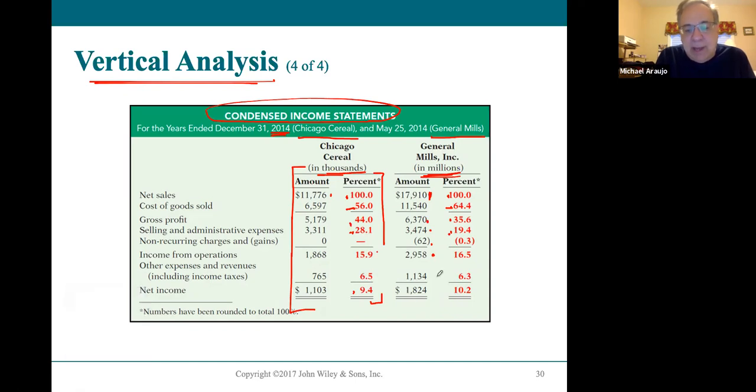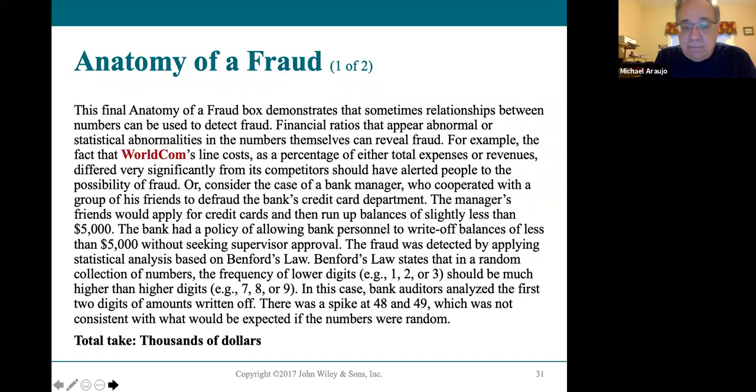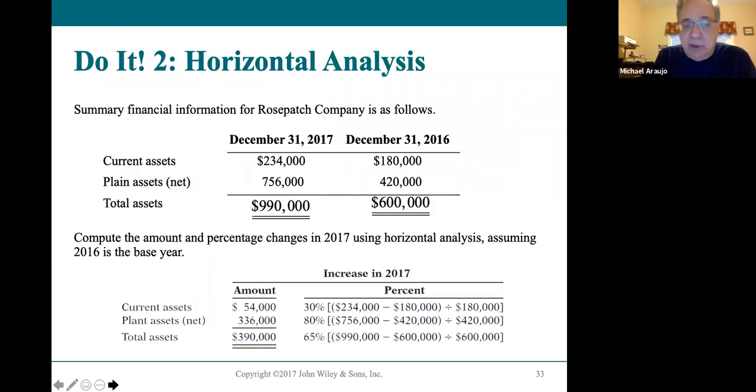So let's keep going here. They have other revenue and expenses that were 6.3%, but of course the big number is their net income, 1,824 compared to revenue of 17,910, which means their net income was over 10% of every dollar they received in sales, because 10.2% of a dollar is roughly 10 cents on every dollar. And that's a higher net profit margin than Chicago Cereal. Okay. So we're going to leave out the frauds for now.